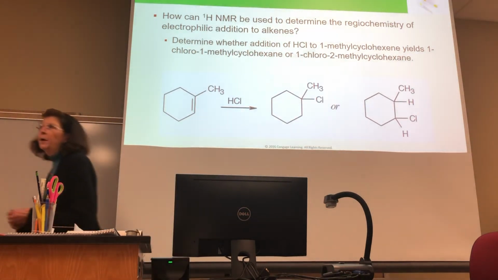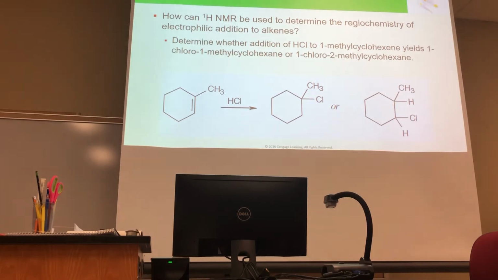How can a proton NMR be used to determine the regiochemistry of electrophilic addition to alkenes? Okay, and so really what it's asking is for you to determine whether the addition of HCl to 1-methylcyclohexene yields 1-chloro-1-methylcyclohexane or 1-chloro-2-methylcyclohexane. Well, is this Markovnikov or non-Markovnikov? It's Markovnikov. So which of these products would you expect? The one on the left or the one on the right? The one on the left because it's going to go to the more highly substituted one. Okay, so you're saying that we should expect this one, okay?